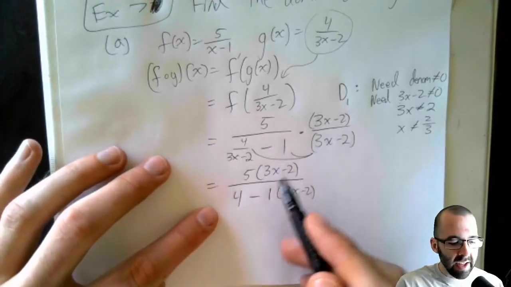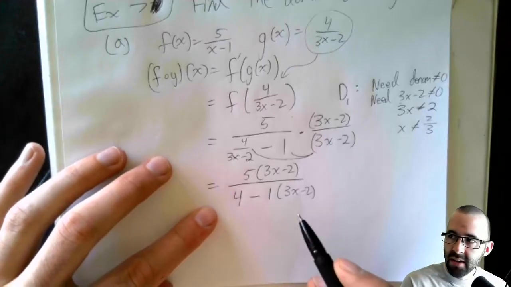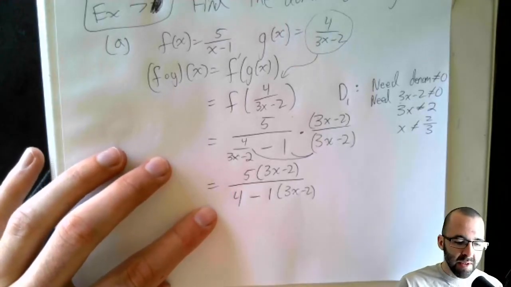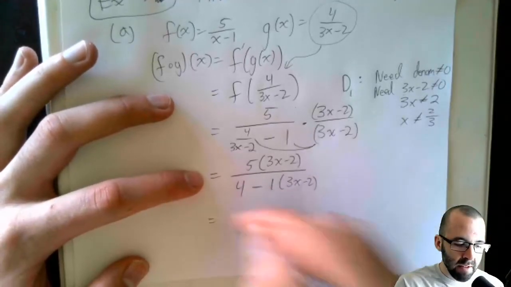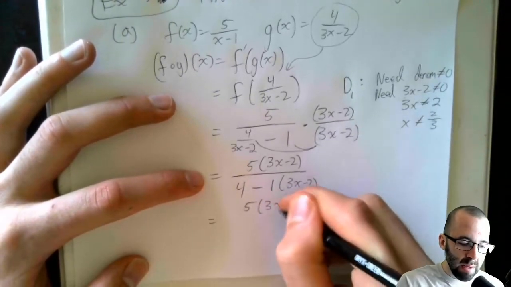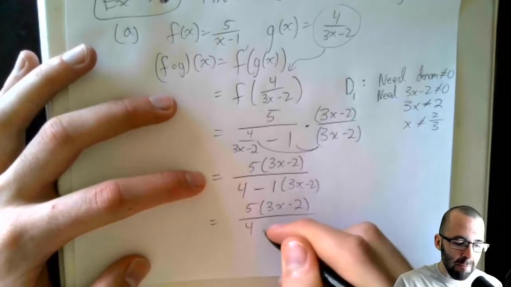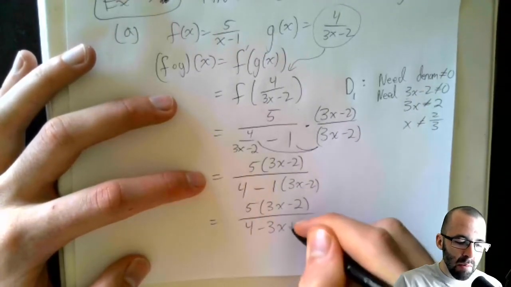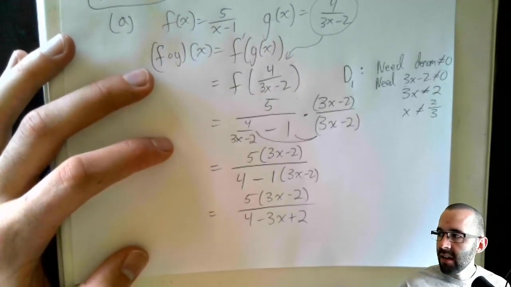Okay? And again, there's no cancellation that can be done right here because we have that subtraction sign. We need to combine like terms. Okay? How do we combine like terms? Keep the top the same. And the bottom, we distribute that negative 1. We got 4 minus a 3x plus a 2. And we just keep combining. All right?